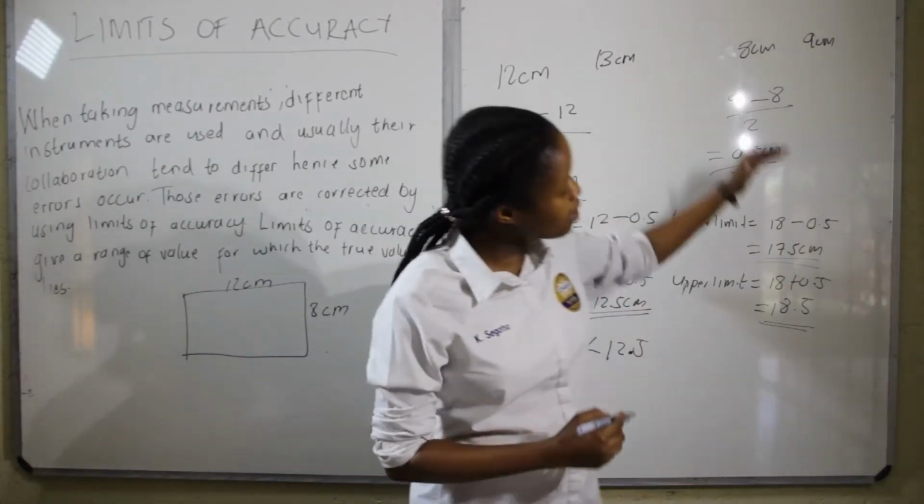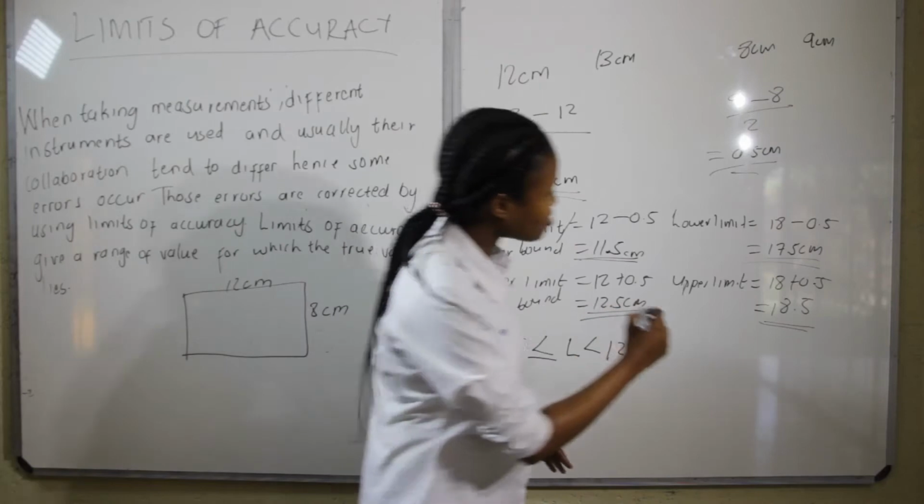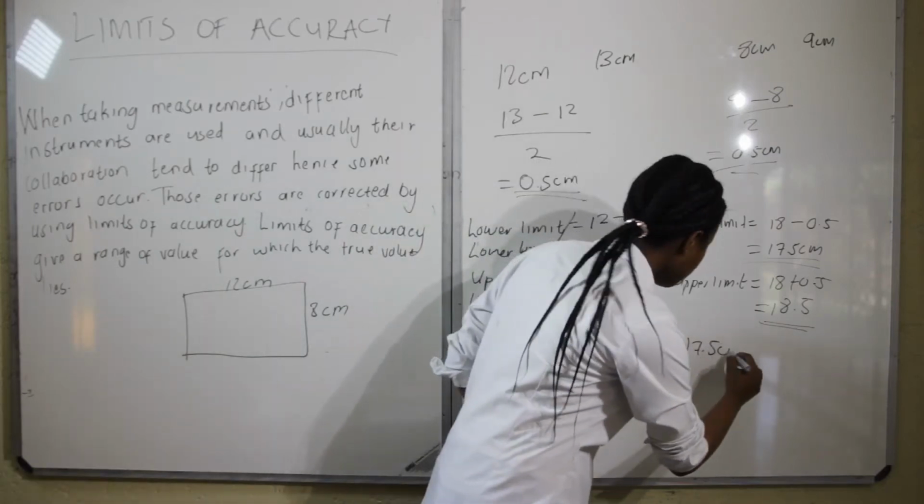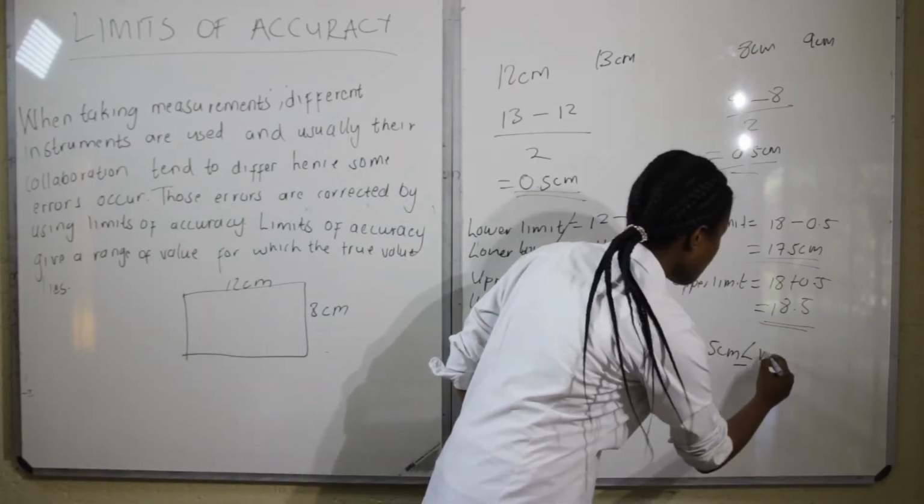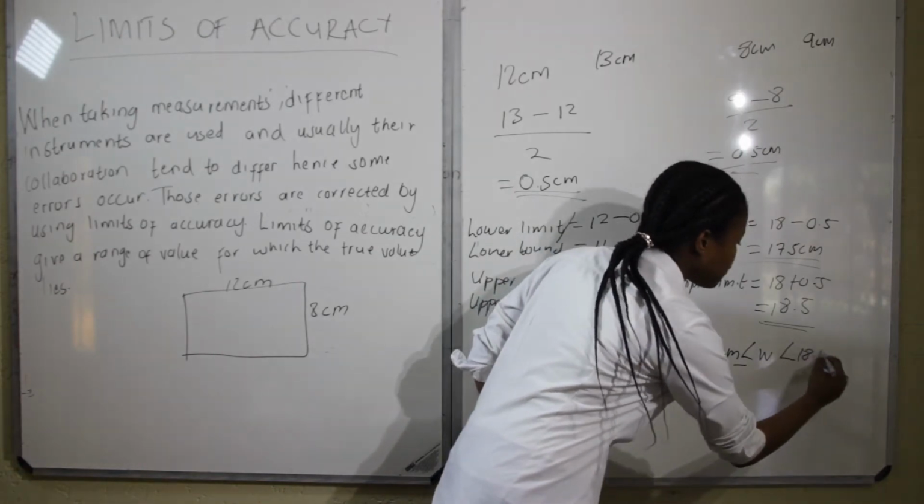So when we get to the width, it's still the same thing. We are saying 17.5 centimeters is less than or equal to the width, which is less than 18.5.